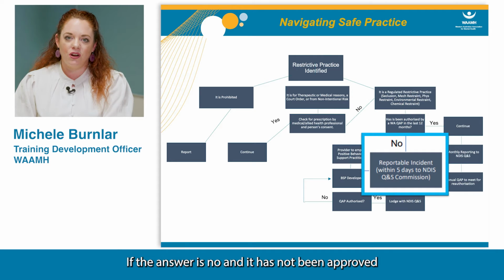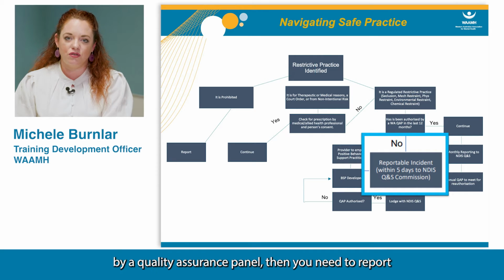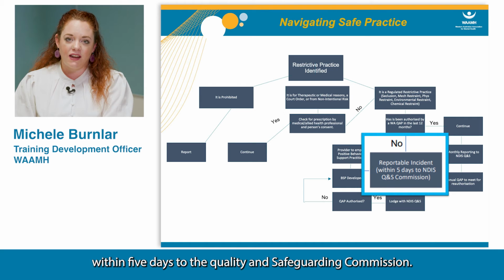If the answer is no and it has not been approved by a Quality Assurance Panel, then you need to report the incident within 5 days to the Quality and Safeguarding Commission.